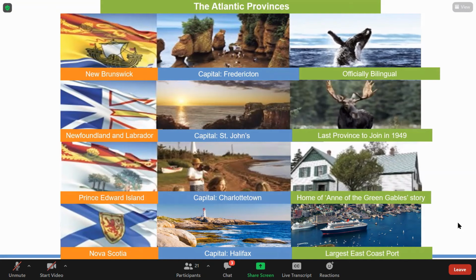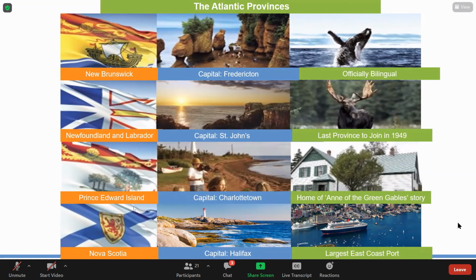If you look at Newfoundland and Labrador, the capital is St. John's. And Newfoundland was the last province to join the Confederation, in 1949. Please remember that the question might be: what was the last province and what was the last territory? The last province to join the Confederation was Newfoundland in 1949, and the last territory was Nunavut, in 1999. So pay attention to the question: is it a territory or a province? Province, Newfoundland; territory, Nunavut.